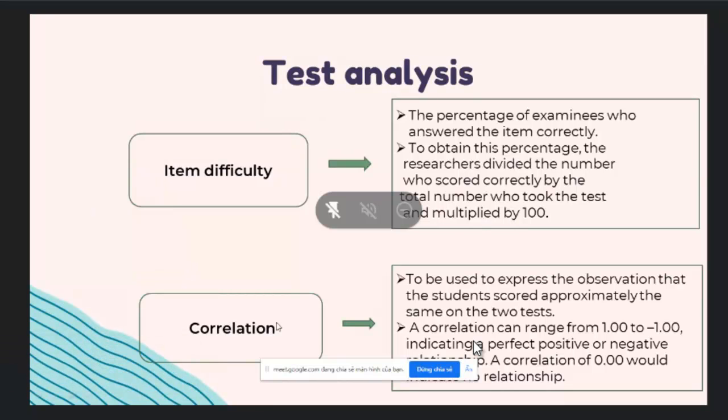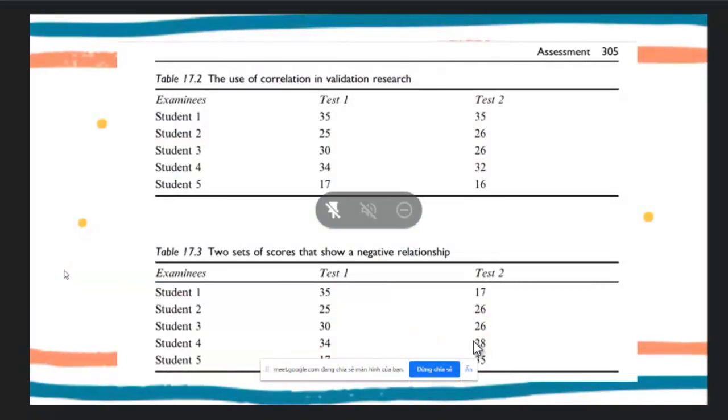Secondly, correlation. Correlation is used to express the observation that the students score approximately the same on the 2 tests. A correlation can range from 1 to -1, indicating a perfect positive or negative relationship. And the last one, correlation of 0, would indicate no relationship.